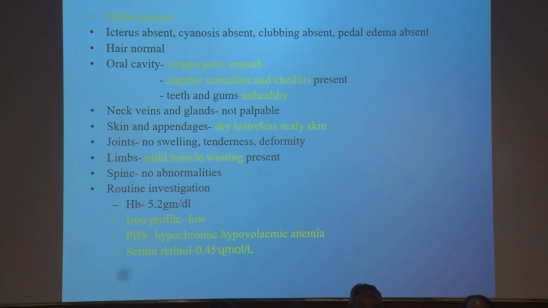On general examination, we could find pallor. In the oral cavity, the tongue was pale and smooth. Angular stomatitis and cheilitis were present. Teeth and gums were unhealthy.